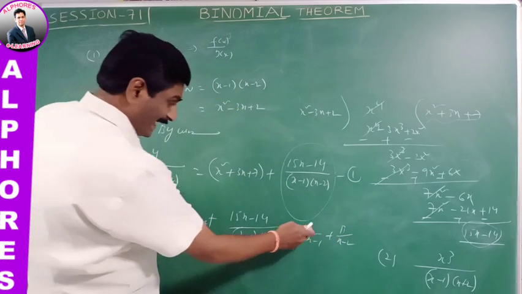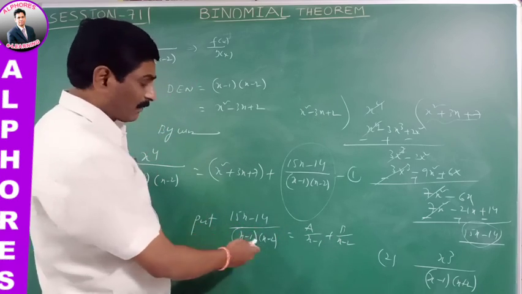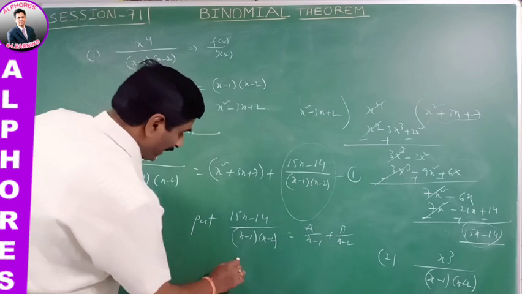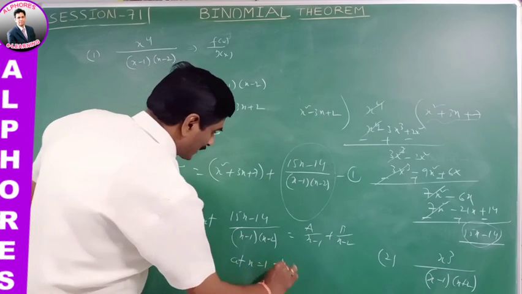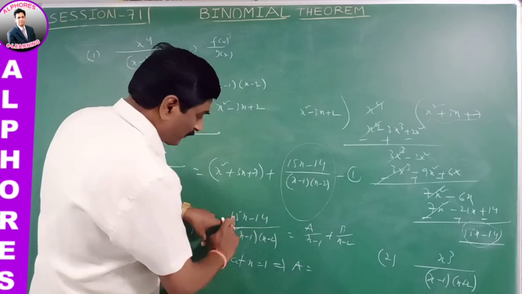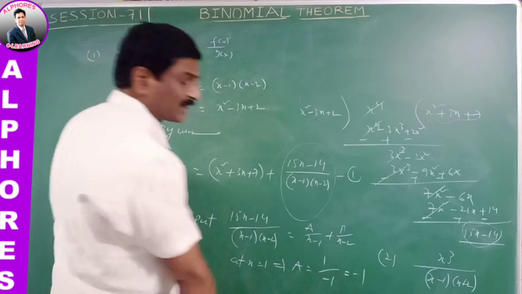Okay, for getting a, put x is equal to 1, by using the shortcut method or by LCM. By applying LCM, put x is equal to 1, we get a. Directly, at x is equal to 1, what is the value of a? Substitute the value of 1 in the numerator, that means 15 minus 14 means 1 by the denominator value, 1 minus 2 means minus 1, so a is equal to minus 1.